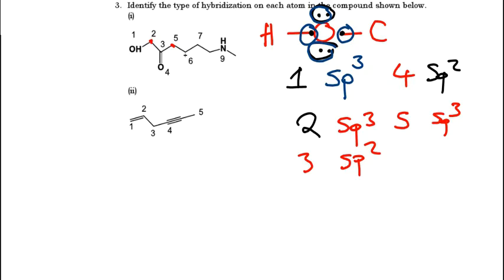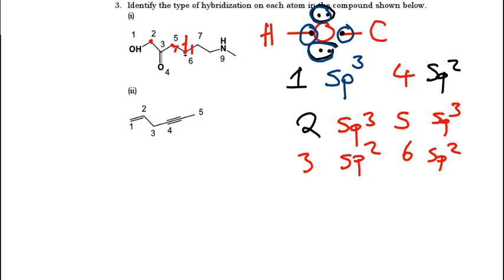6, now 6 is a bit tricky. A positive charge indicates that there was loss of an electron. Loss of an electron implies there will be no need to form another bond, so it will only form 3 bonds. So 1, 2, and 3. So that would be sp2.